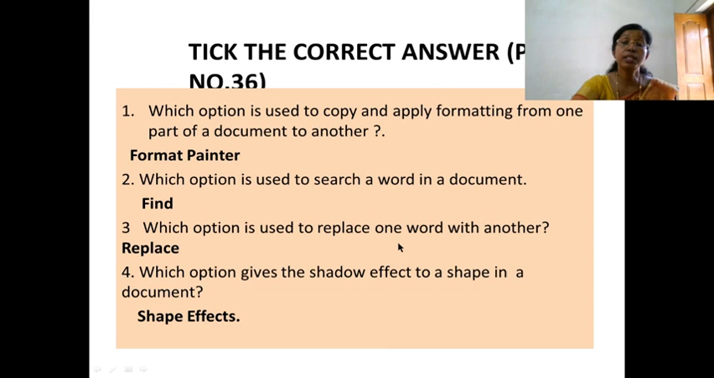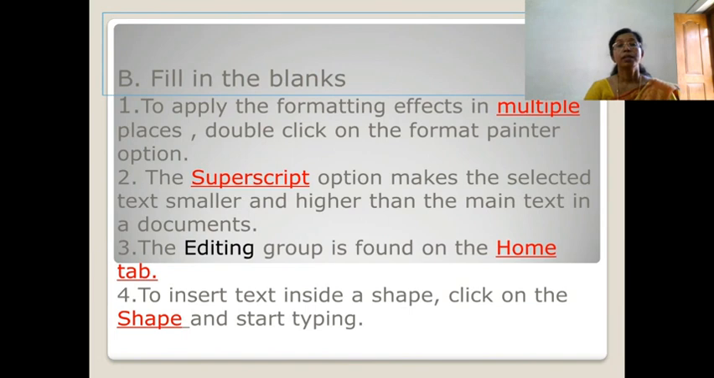Then next question is, which option gives the shadow effect to a shape in a document? The answer is Shape Effects option. Okay, Shape Effects option. Now we will move to option B. Question number B, fill in the blanks.